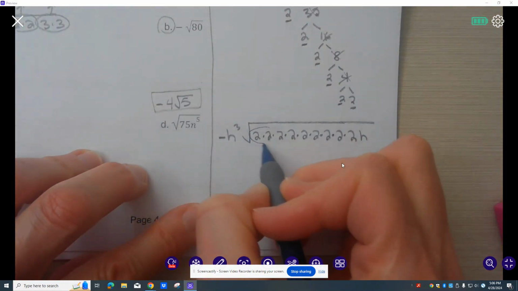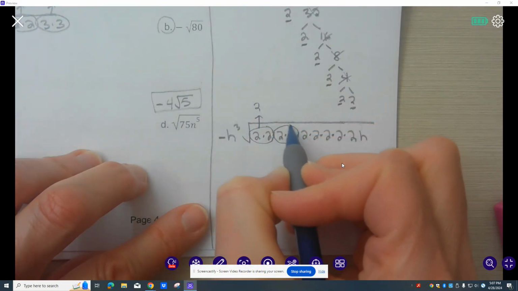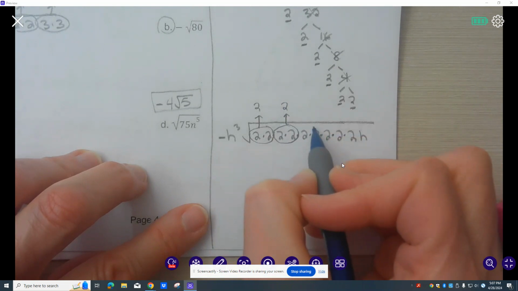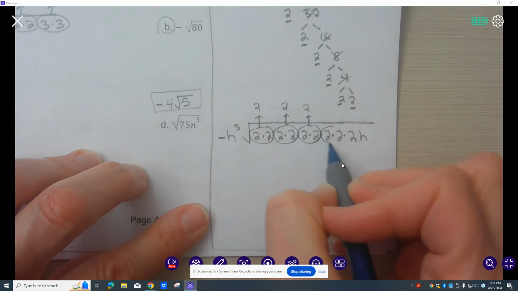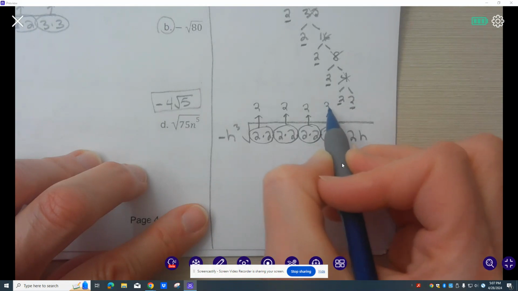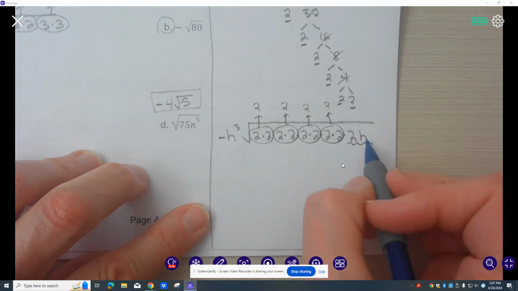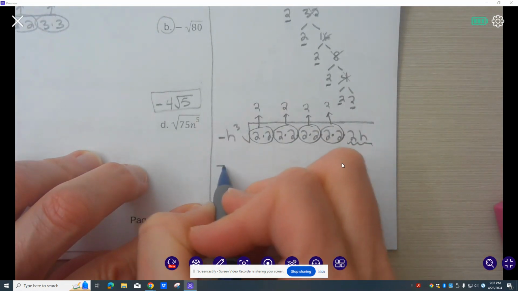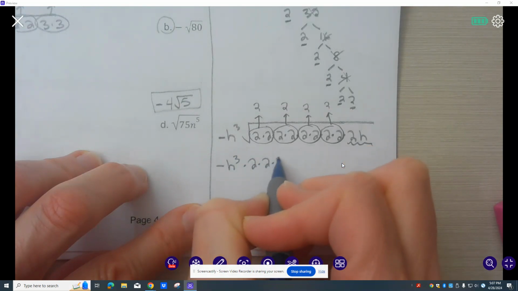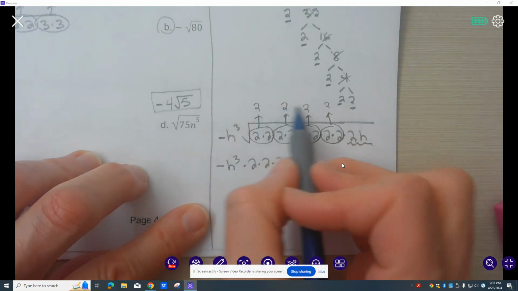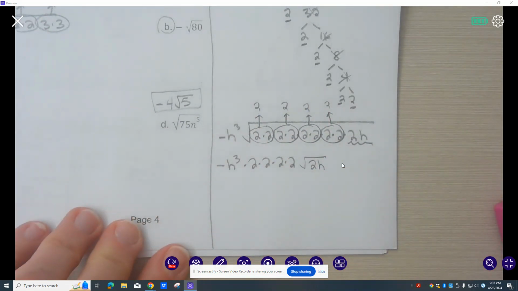Now let's circle our partners. They escape, one makes it out alive. These two twos escape, one makes it out alive. These two twos escape, one makes it out alive. These two twos escape, one makes it out alive. That 2 and that h are stuck in jail. So now outside the jail, I have negative h to the third times 4 2's. Inside the jail, I have a 2 and an h.